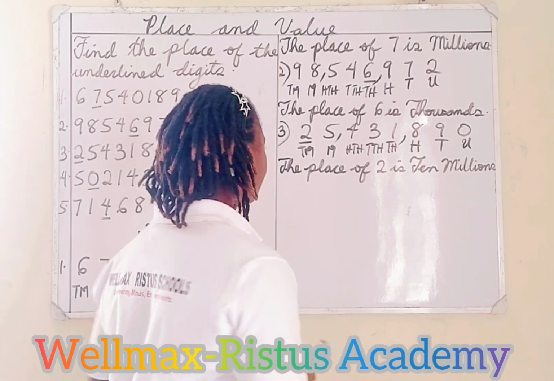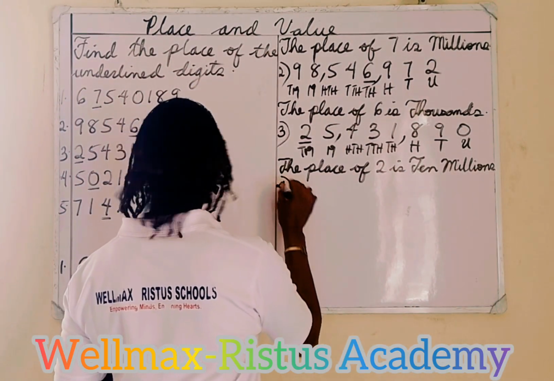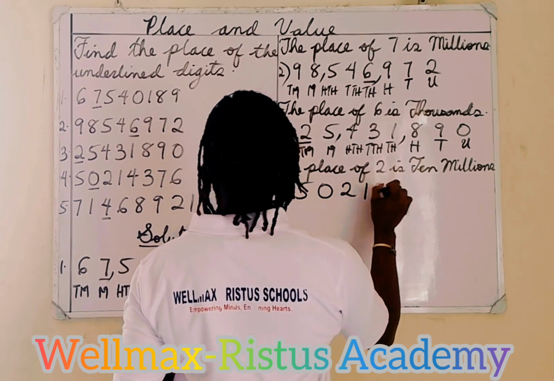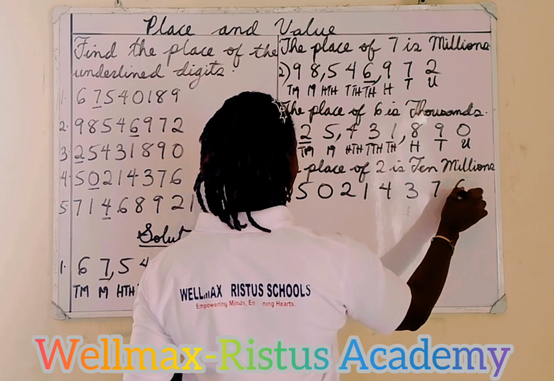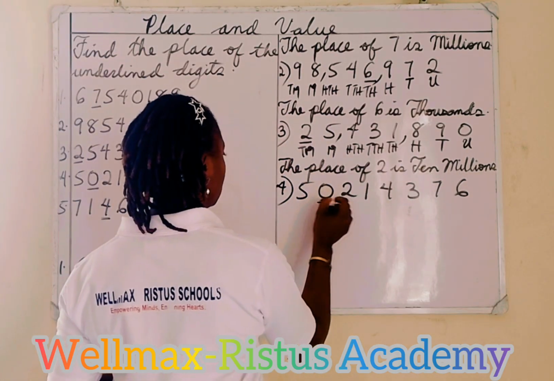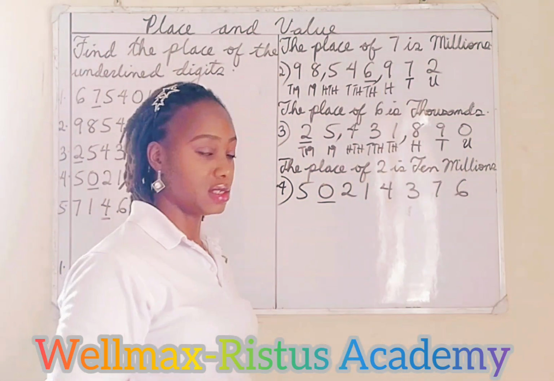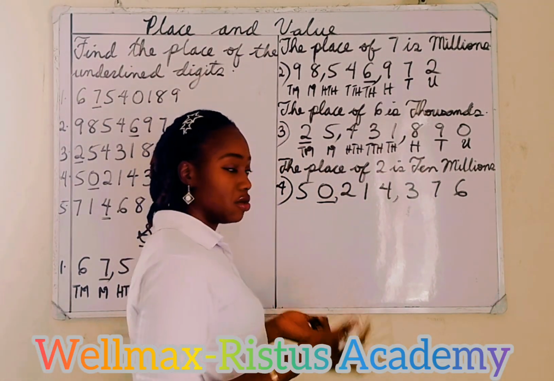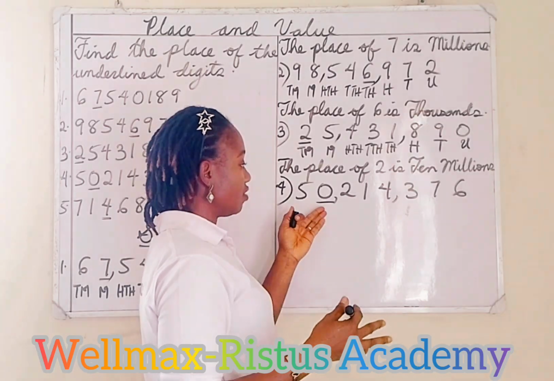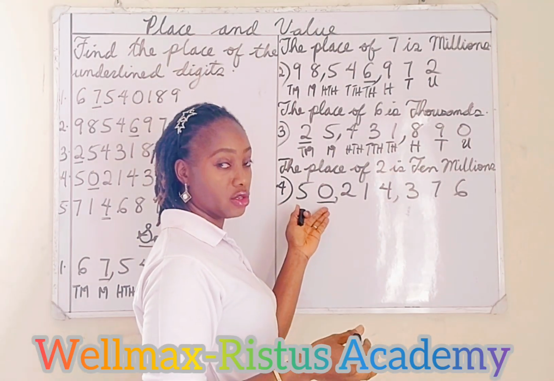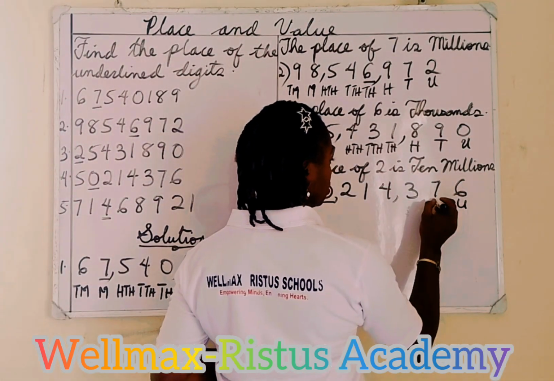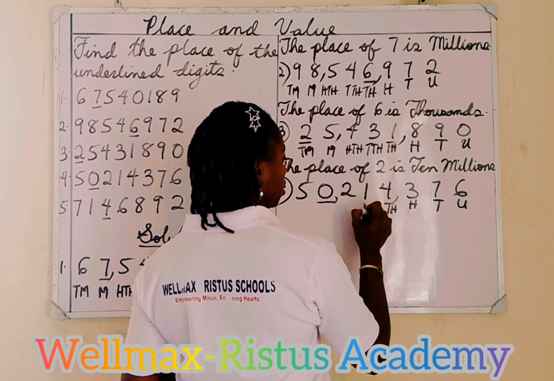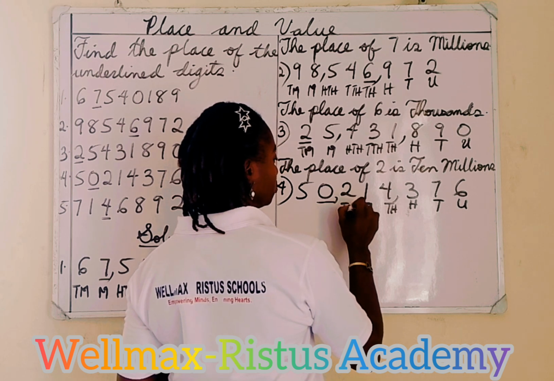Let's continue. Question 4. We have 50214376. And we're asked to find the place of 0. So we're going to separate our numbers with commas first of all, and then we look for the place of each digit. Then we can finally find the place of 0. 6 units, 7 tens, 3 hundreds.